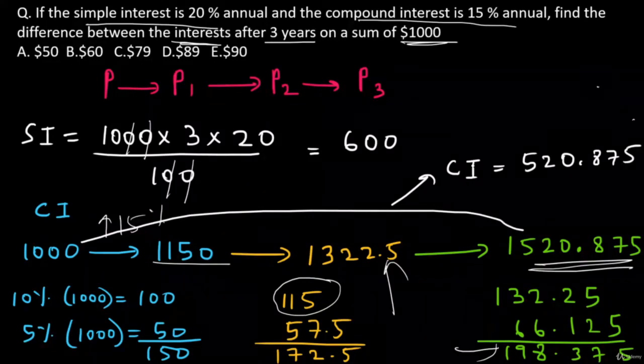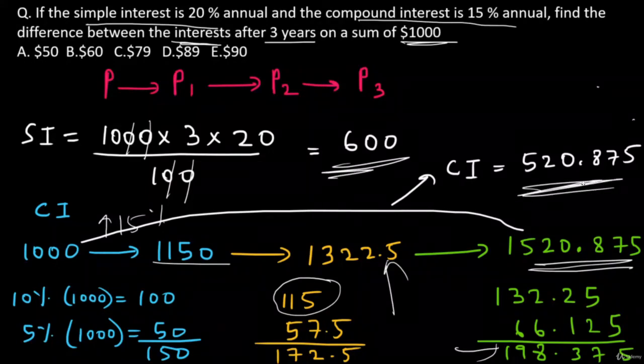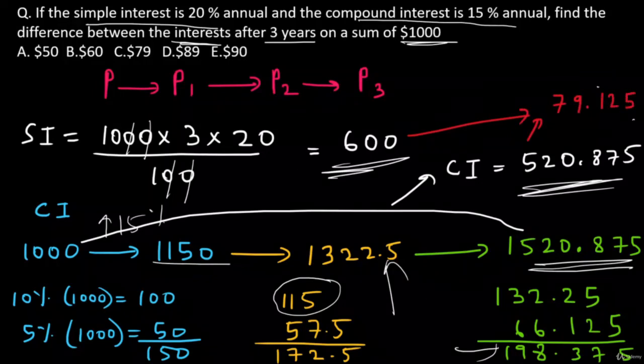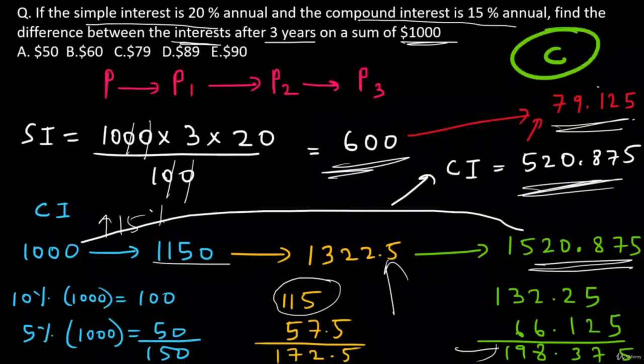Now we have to find the difference between the simple interest, which is 600, and the compound interest, which is 520. All right. So that's approximately $80 or $79.125. Now this is closest to option number C over here, right? Which is $79. So therefore the correct answer to this question is option C.